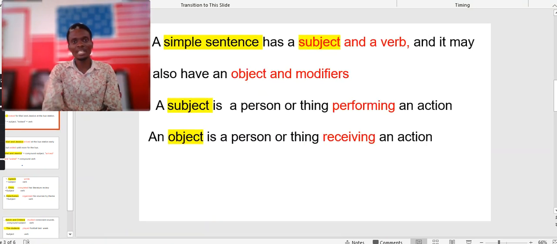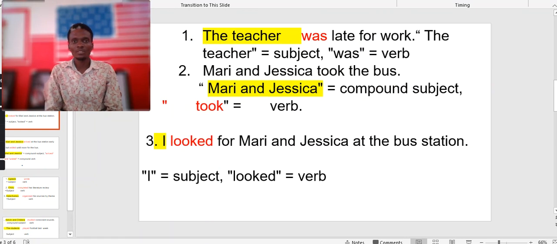The next one is: the teacher was late for work. Now we have identified who performed the action here. The teacher performed the action, so the teacher is the subject. Was is the verb there.